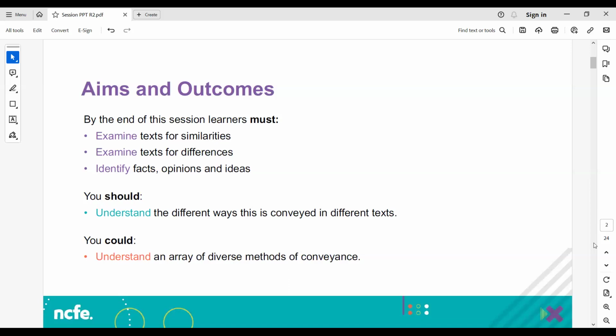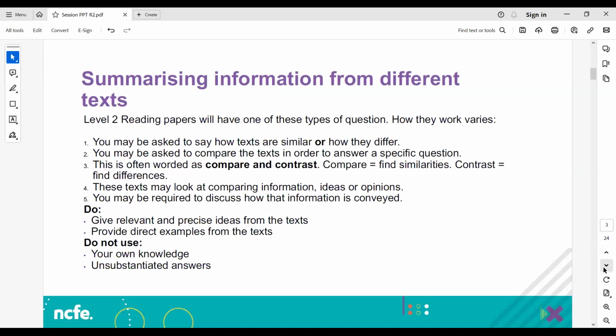So our aims and outcomes for today. By the end of this session, learners must examine text for similarities, for differences, and identify facts, opinions, and ideas. You should understand the different ways this is conveyed in different texts, and you could understand an array of diverse methods of conveyance. Summarising information from different texts.